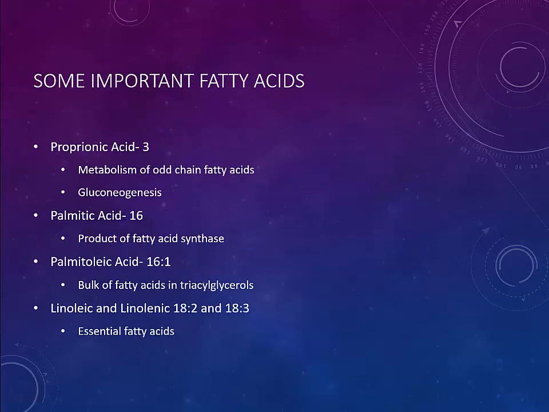Just by way of review, here are some additional key fatty acids that are found in metabolism. Propionic acid is used in gluconeogenesis and metabolism of odd chain, meaning odd number of carbons, fatty acids. Palmitate, this is what we are examining today. Palmitoleic acid, 16:1 with one double bond, is the most common fatty acid in triacylglycerols. Linoleic and linolenic acids are essential fatty acids, meaning we cannot make these efficiently enough, so they must be gotten from diet.